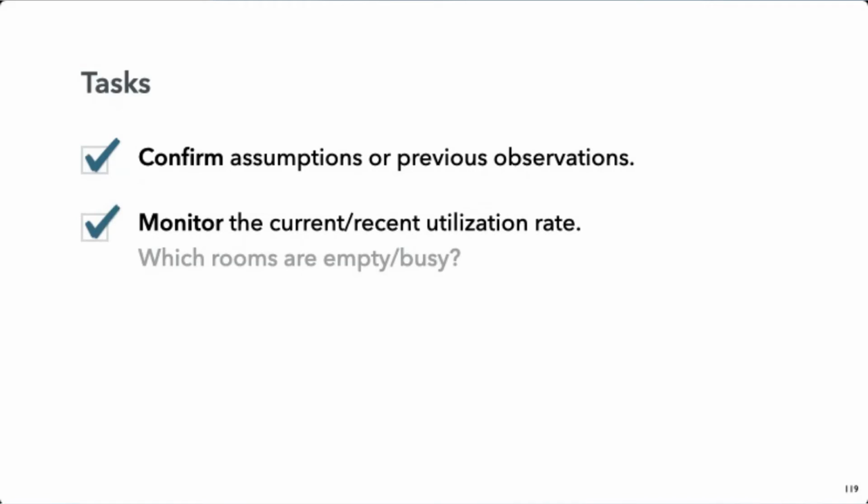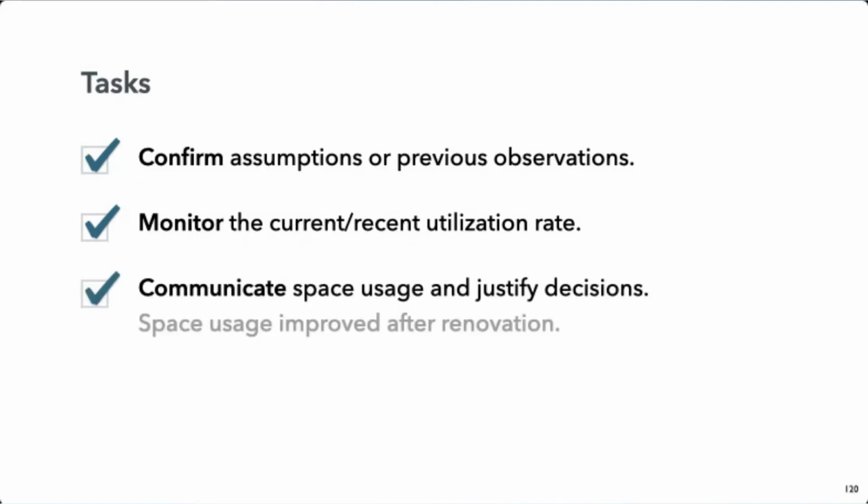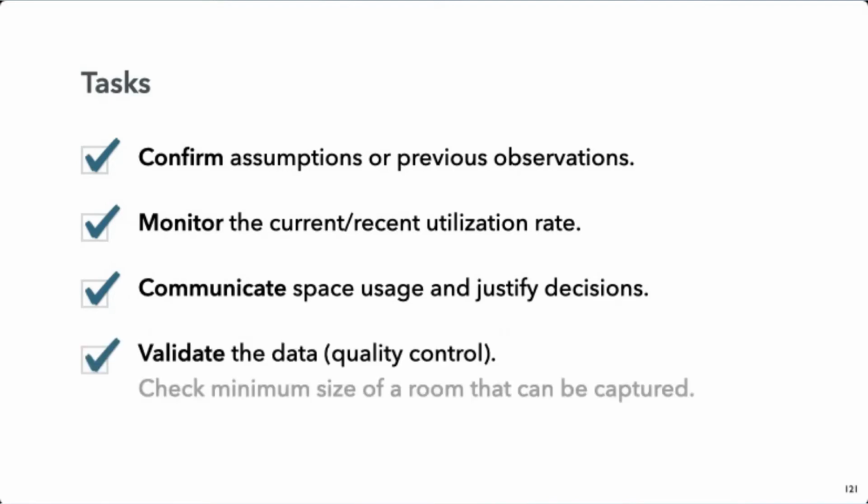Sometimes it was monitoring utilization rates, like are rooms empty now? Are rooms busy? Are rooms that were planned to be busy actually being used? Communicating things to others and justifying decisions. For example, we sunk a bunch of money into renovating our building. Are the students actually using it more? Can we justify that? Validating the data, like quality control. For example, how small of a space could be captured. They already knew that things like single-person offices, it was not going to be reliable. But once you had larger rooms, they knew it would be, and they were interested in finding exactly what those boundaries were.